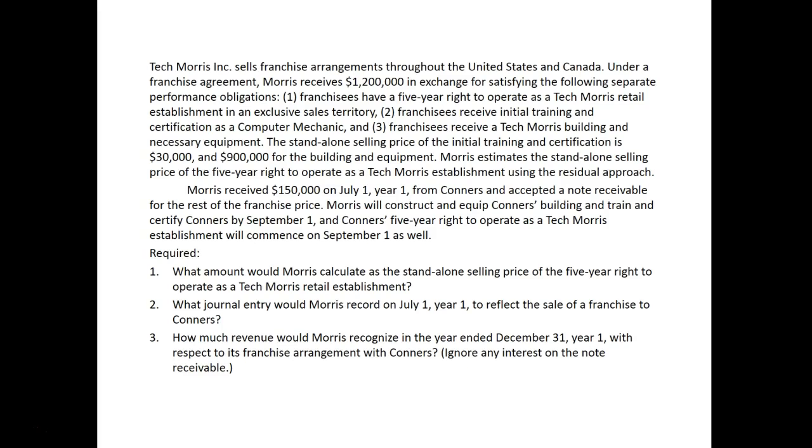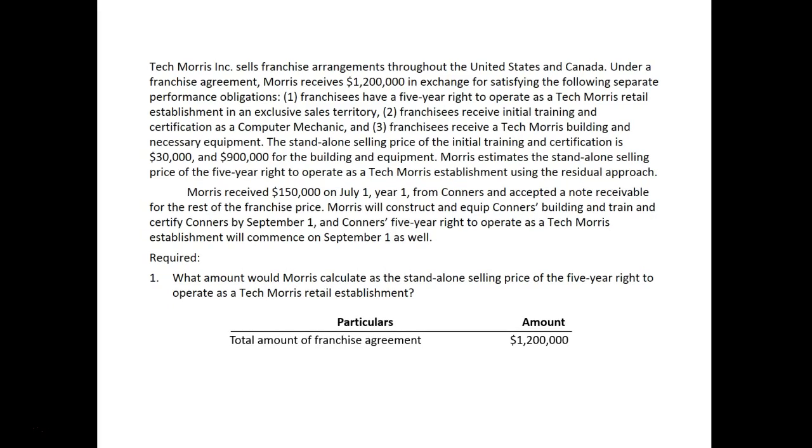What amount should Morris calculate as the standalone selling price of the 5-year right to operate as a Tech Morris retail establishment? Also, what journal entry are we going to record on July 1st to reflect the sale of the franchise? And how much revenue should Morris recognize in the year ended December 31st with respect to this franchise? So, what amount should Morris calculate as the standalone selling price?